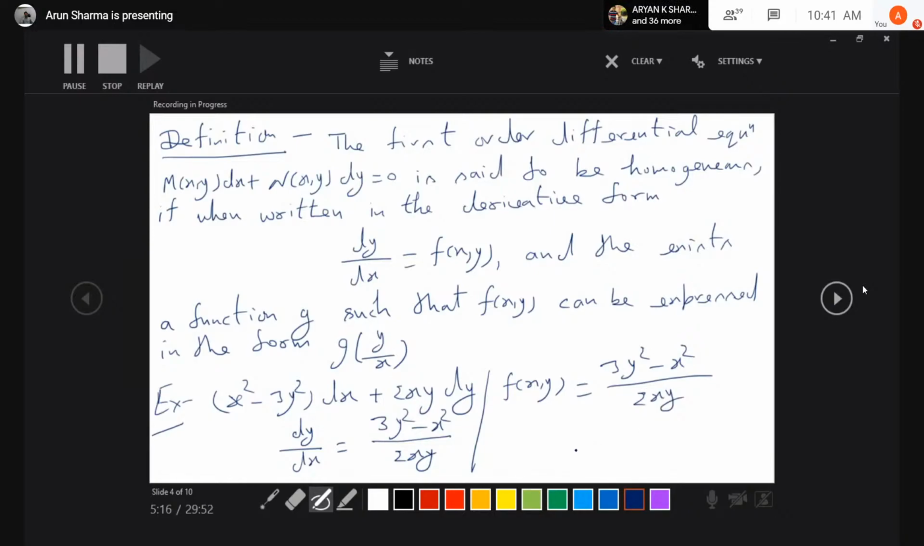So if you write it like this, 3y on 2x minus x upon 2y.